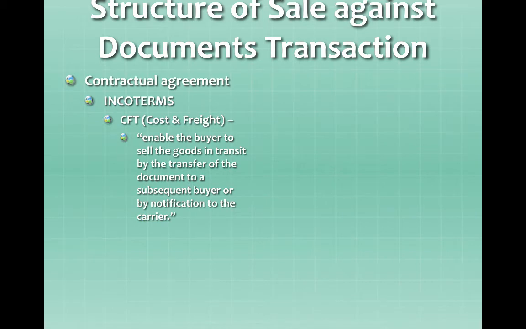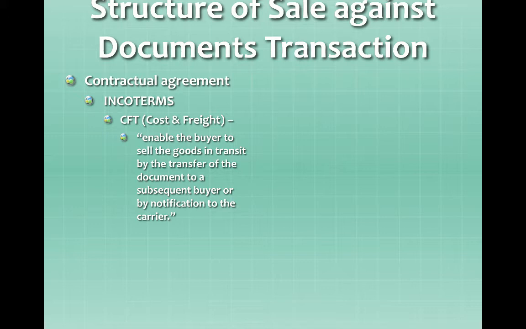The second Incoterm that actually works with the sale against documents transaction is cost and freight. So it's cost, insurance, freight, but without the insurance part. The CFR Incoterm likewise requires or works with payment against documents under the same requirement that the transport document has to enable the buyer to sell the goods in transit by the transfer of the document to a subsequent buyer or by notification to the carrier.